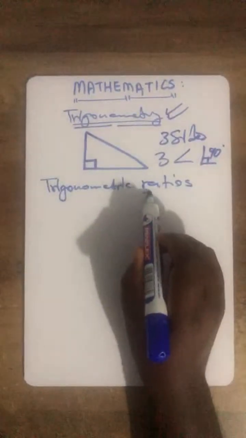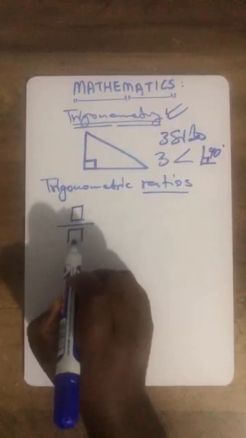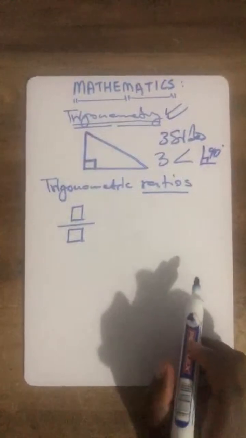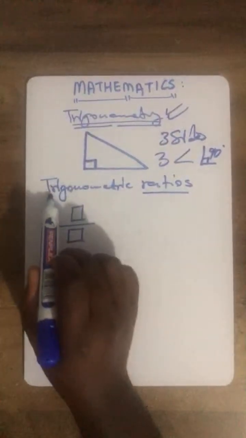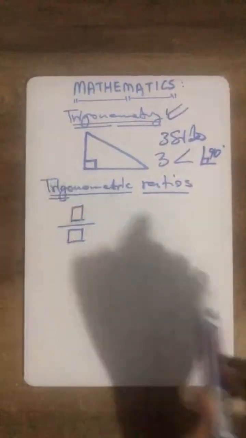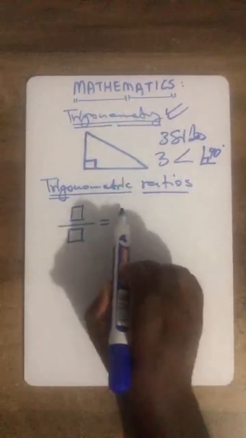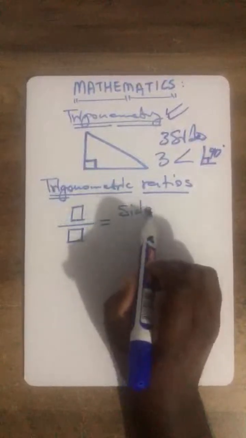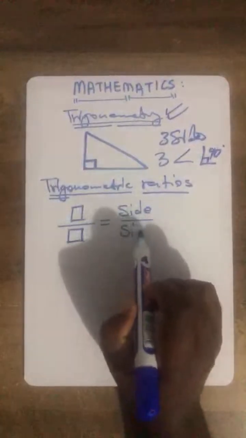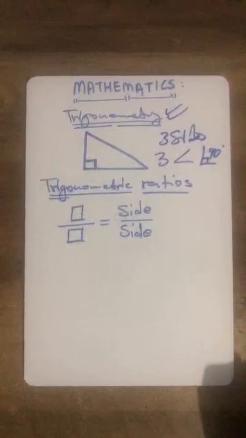The word ratio means something over something. But what type of ratios are we talking about? We are talking about trigonometric ratios. In short, you can just say trig ratios. When it comes to trig ratios, we are simply referring to a side being divided by another side. How many sides do we have? We've got 3 sides, meaning we can form 3 ratios.